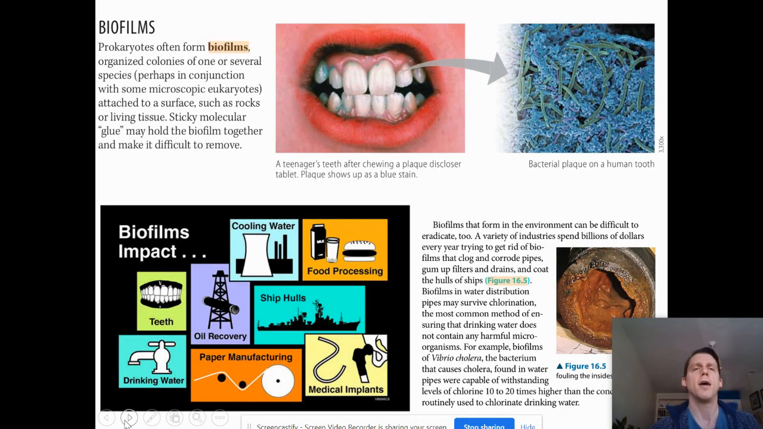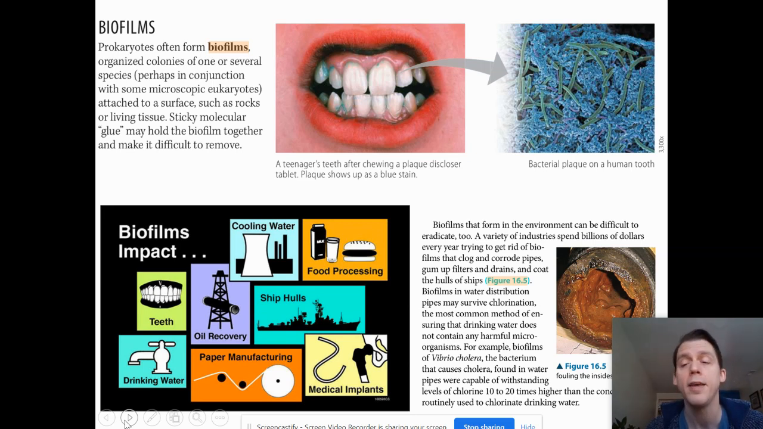Another important thing that prokaryotes can do is they can form what's called biofilms. So a biofilm is when a lot of bacteria get together and they undergo what's called quorum sensing. If you remember from semester one, that's when there's enough bacteria together that they form a sticky film that allows them to share resources and sometimes communicate.